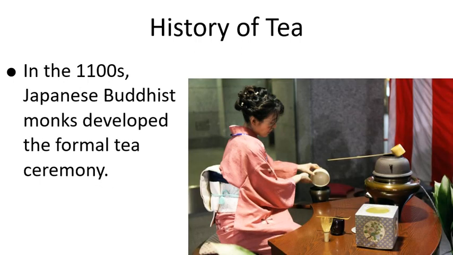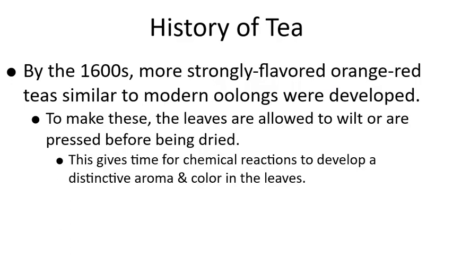In the 1100s, Japanese Buddhist monks developed the formal tea ceremony, which has survived to today. By the 1600s, more strongly flavored orange-red teas similar to modern oolongs were developed. To make these stronger brews, the leaves are allowed to wilt or are pressed before being dried. This gives additional time for chemical reactions to develop a distinctive aroma and color in the leaves.